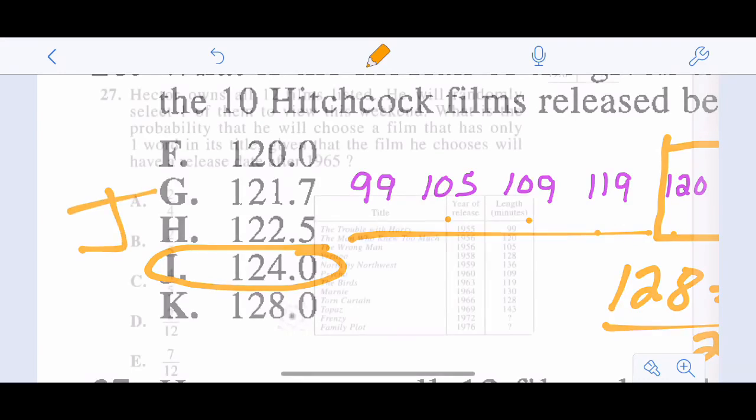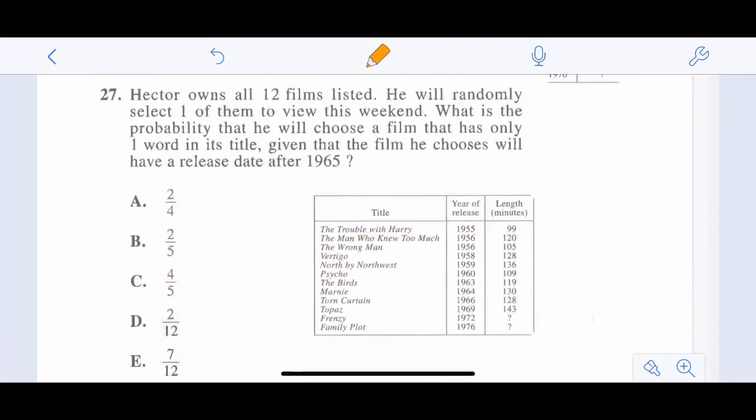J. A director owns all 12 films listed. He will select one of them to view this weekend. What is the probability? So probability is what you want over what you have.